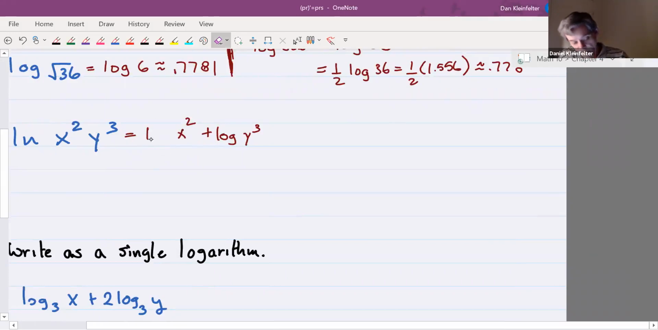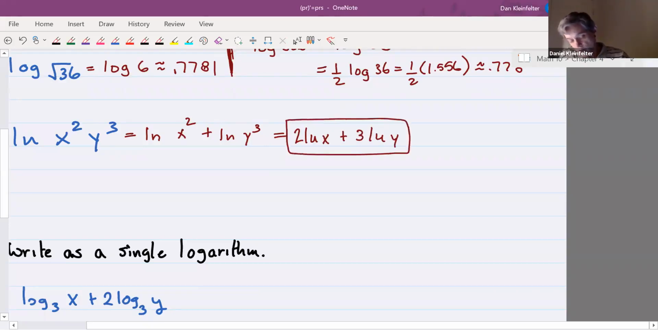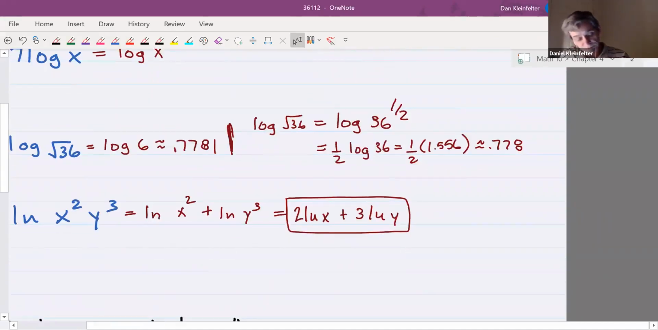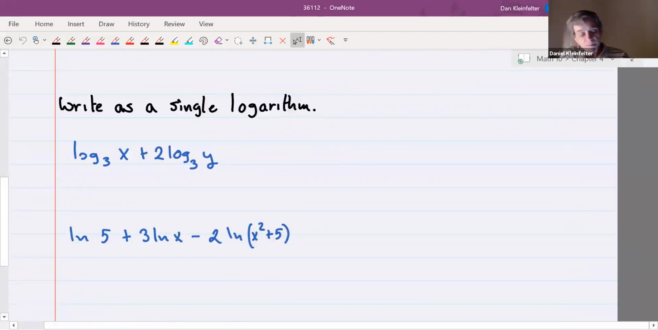That was the natural log. I should better use the correct symbol for that. Okay, so natural log x squared plus natural log y cubed. Now we'll use that power property to bring the 2 and 3 around front as multipliers. So we have 2 natural log x plus 3 natural log y. Okay, so that is our power property.